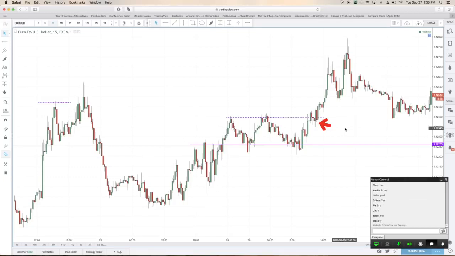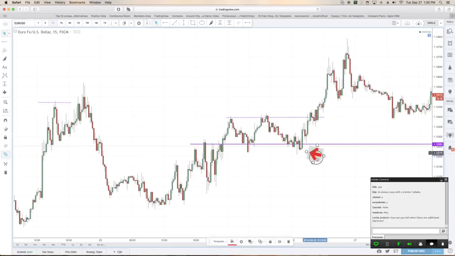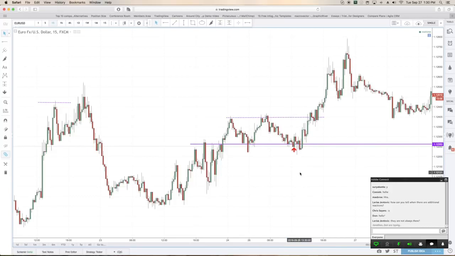All right. So when you see this spike out happening, how can you tell when there are going to be additional reactions? The first signs are something like this. When you see buyers stepping back in, you always need a test. You always need a test.